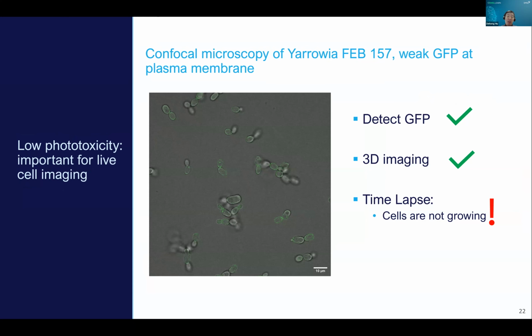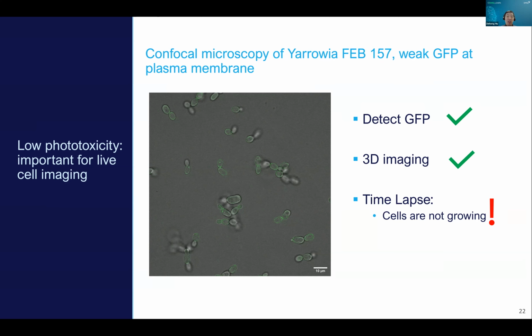Here is another example. The cell is yeast Yarrowia strain FEB 157. This strain expresses GFP, green fluorescent protein, at the plasma membrane. However, the expression level is pretty low, only a very small amount, so the fluorescence is not very strong. We did the confocal imaging. Can we see the GFP? Yes, we just increase the laser power. So the confocal microscope still has the sensitivity to see it, just with a stronger laser.